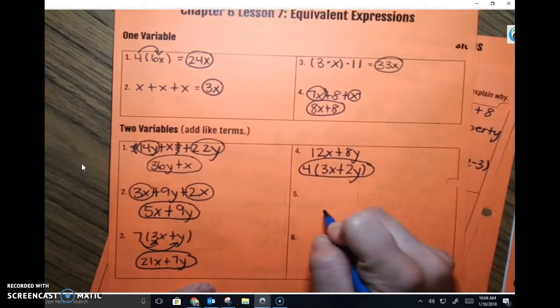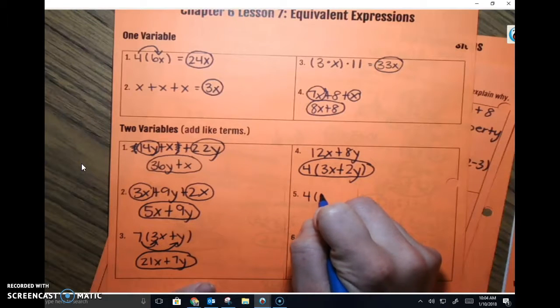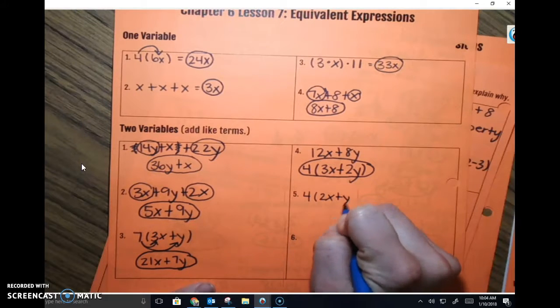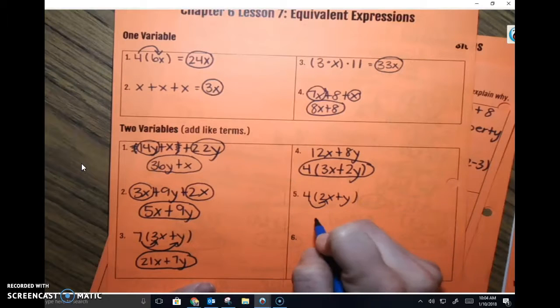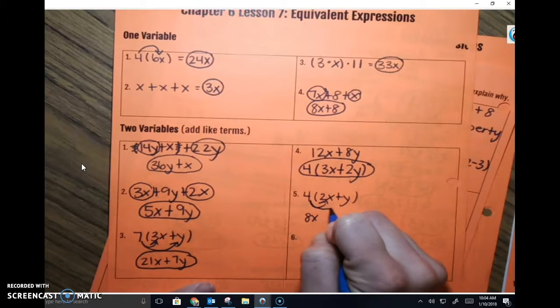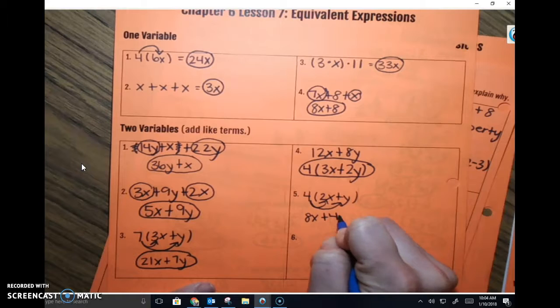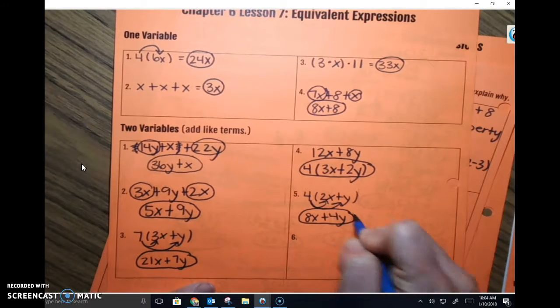We're going to do another distributive one. 4, and then 2x plus y. So 4 times 2x is 8x. And 4 times y is 4y. We just put them right together.